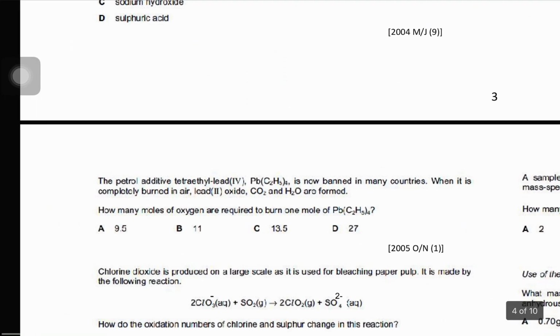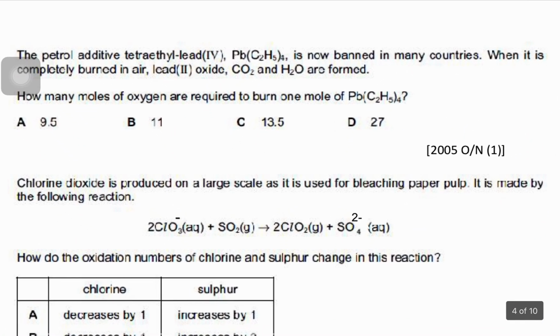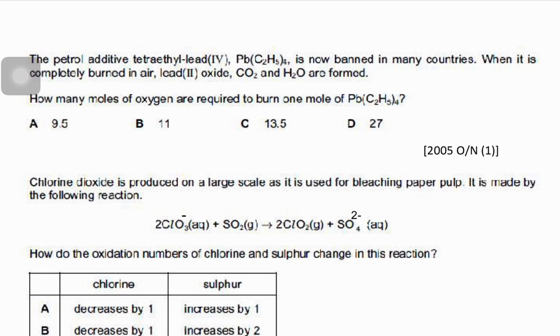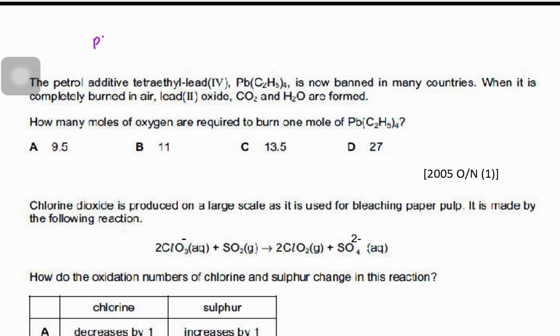Let's do more questions of this sort, like this question. The petrol additive tetraethyl lead is now banned in many countries. When it is completely burned in air, lead oxide, carbon dioxide and water are formed. How many moles of oxygen are required to burn 1 mole of tetraethyl lead? So you can see Pb(C2H5)4 plus oxygen gives you, how many carbons are here? 2 times 4. So you got 8 carbons.